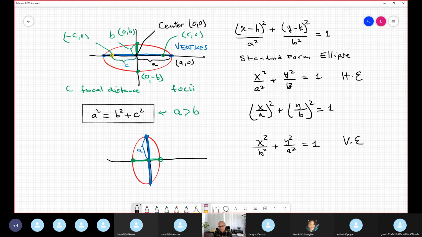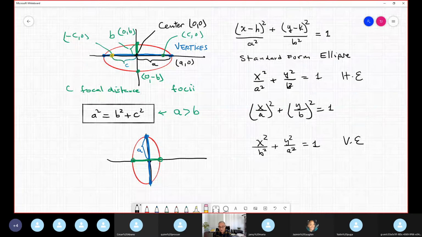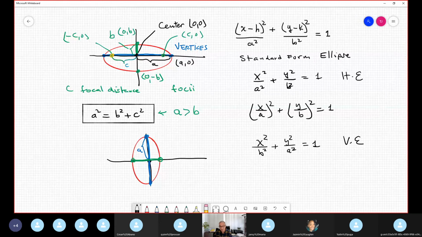Okay. So, how do I know if it's horizontal or vertical? How do you know which is a or b? Well, it depends, no? You suppose that a is the big number. When the big number is associated with x, it's horizontal. When the big number is associated with y, it's vertical. I promise that you see this idea clearly in the example, because it's elementary.